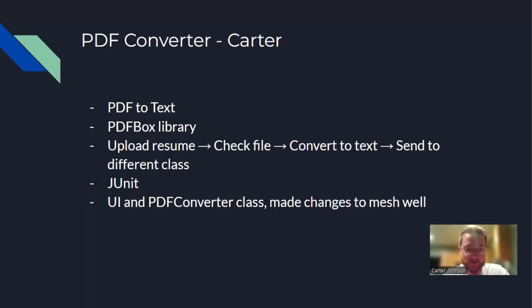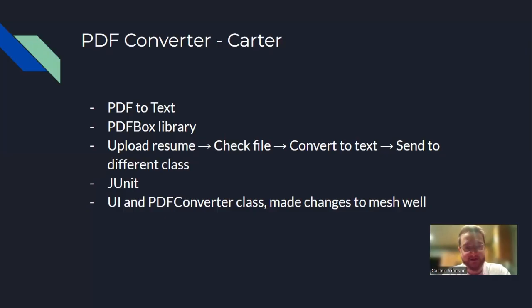Essentially what it does, you upload a resume, it's going to check the file, make sure that it is the correct format. So if you were to upload a text file instead of PDF, it would kind of yell at you, say that's the incorrect file. And then it converts it to text in a string form, and then it can be used by a different class. We were able to test it with JUnit, making sure that we actually also created an exception that'll be thrown if it's the incorrect format.